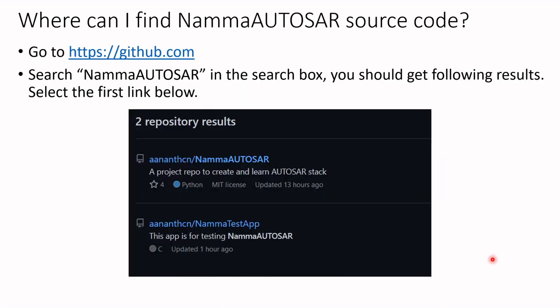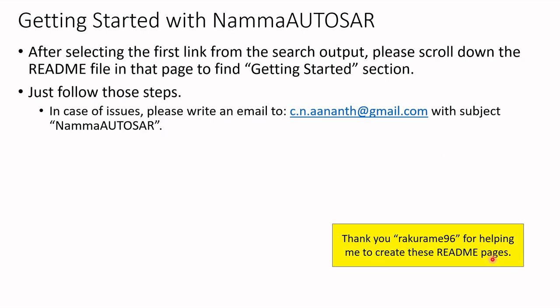So, where can you find it? Simply go to github.com, search NammaAUTOSAR. You should get these two links, and click the first one. I'll be demonstrating these in a few minutes. And so, how do you get started? How do you start using it or exploring it?